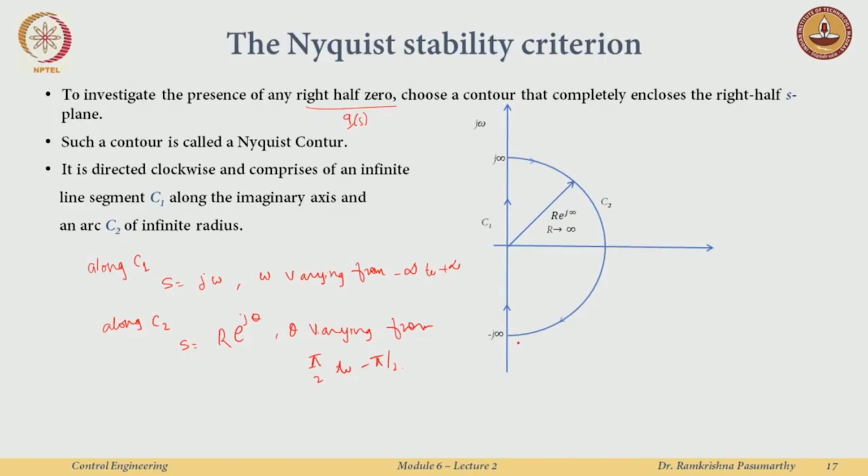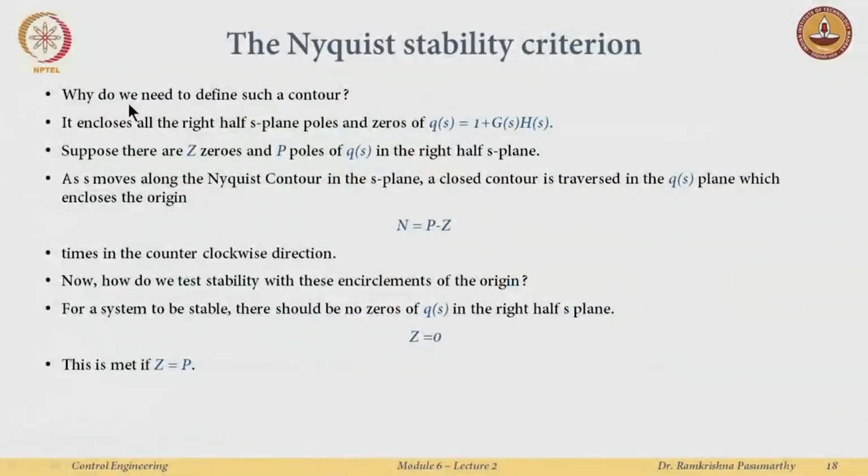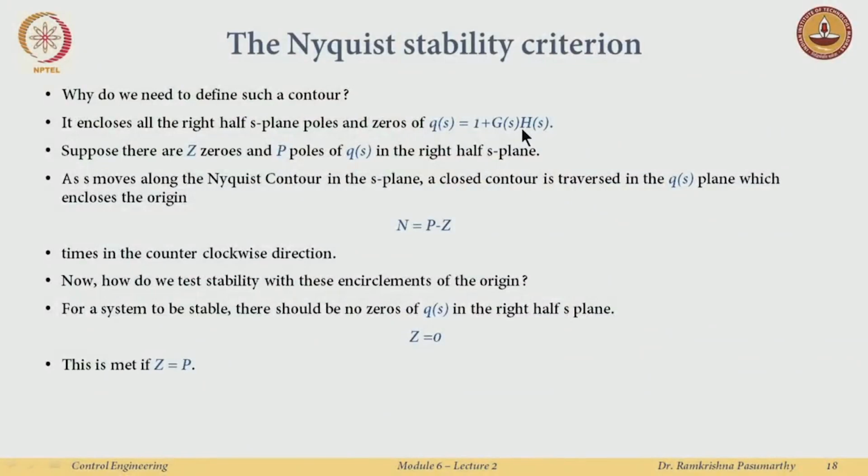Now, we will ask some questions. First, why do we need to define such a contour? I have to start from 0 and go till j omega infinity, minus j omega infinity. Not only that, I also have to travel R e power j theta with R going to infinity. Why do I need to do this? Well, such a contour encloses all the right half poles and zeros of my characteristic equation.